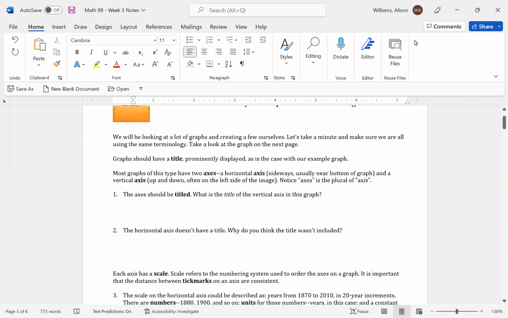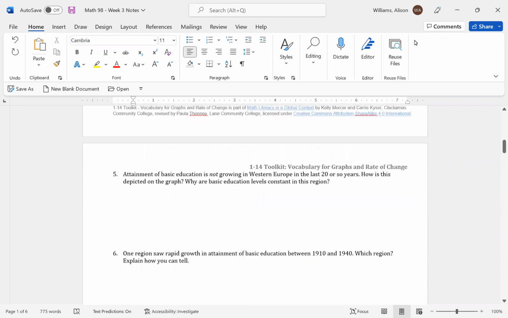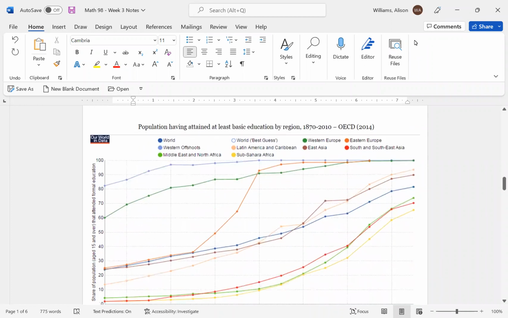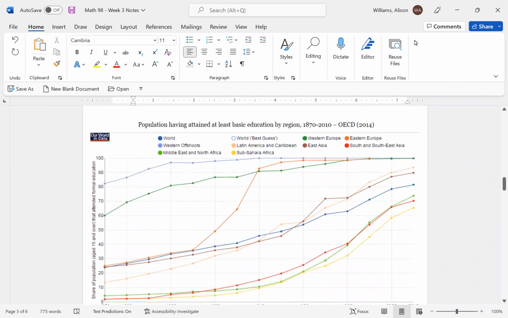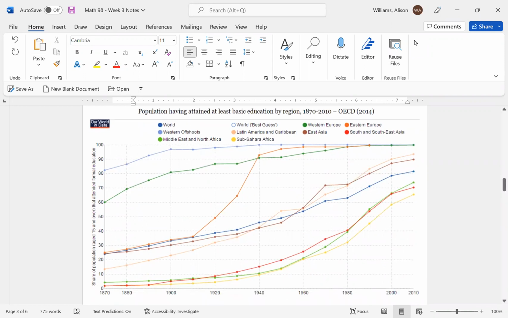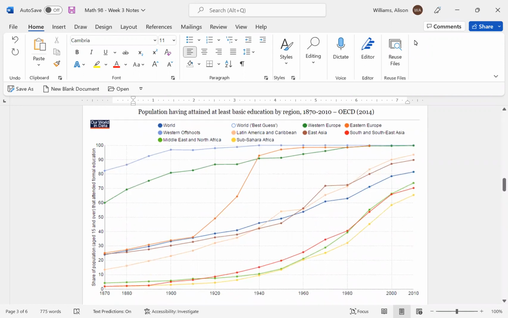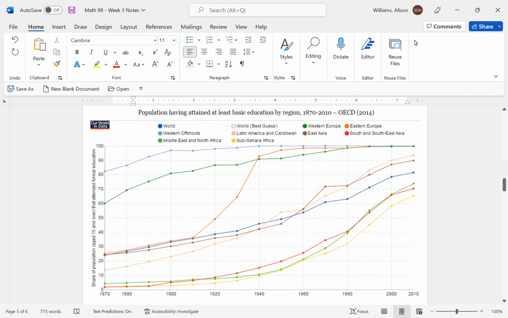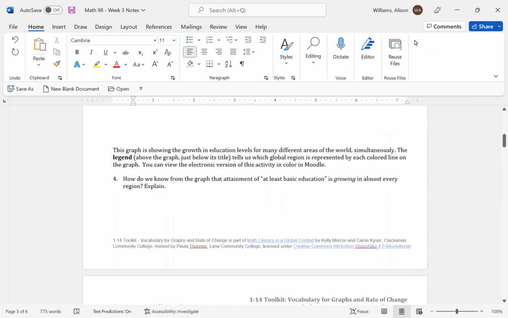First thing they mention is that we always have a title that's prominently displayed. In this case, we do on ours: population having attained at least basic education by region from 1870 to 2010. We're just looking at this basic information. We see the different regions in the world that they are looking at and going from there.